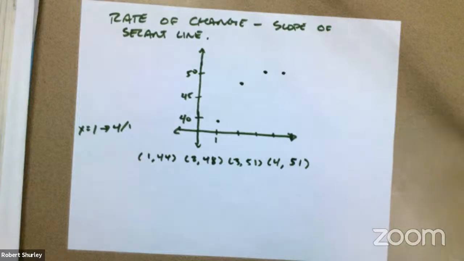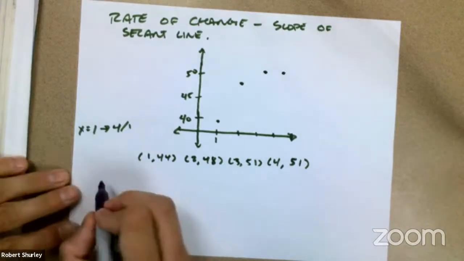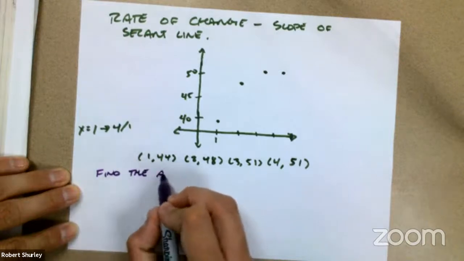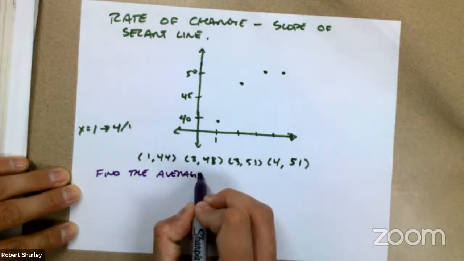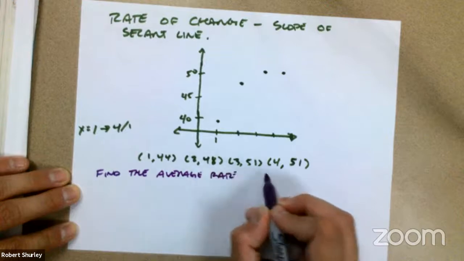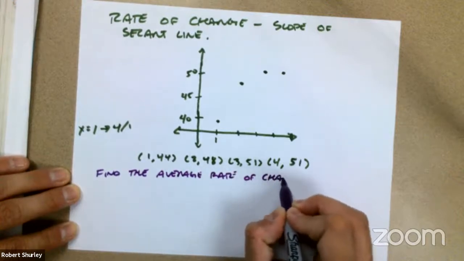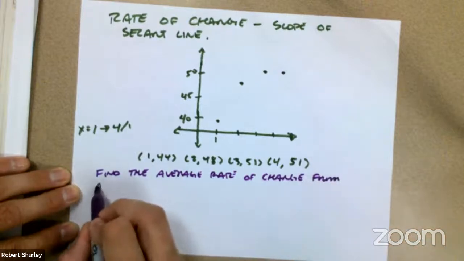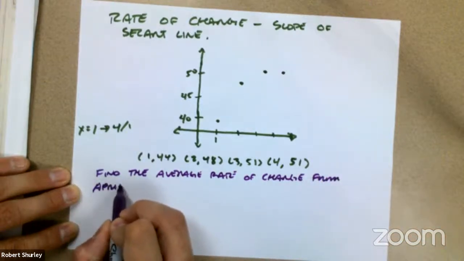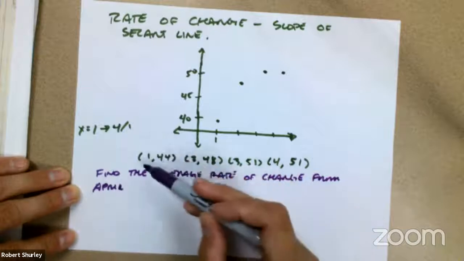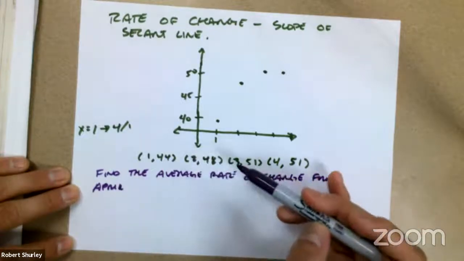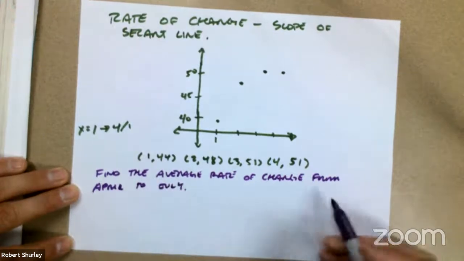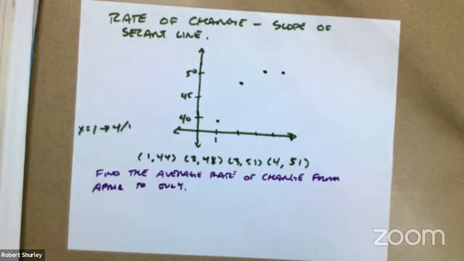But the question I'm going to ask you is find the average rate of change from April to July. April, it's weird thinking of April as one. April, May, June, July. April to July. So find the average rate of change from April to July.